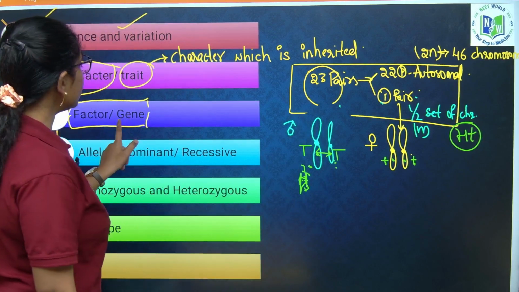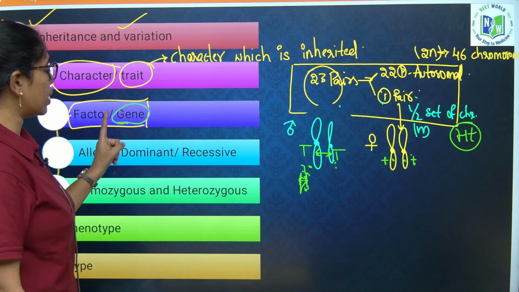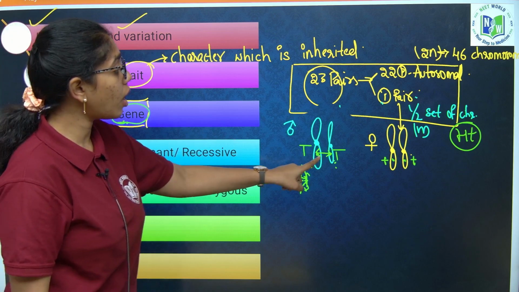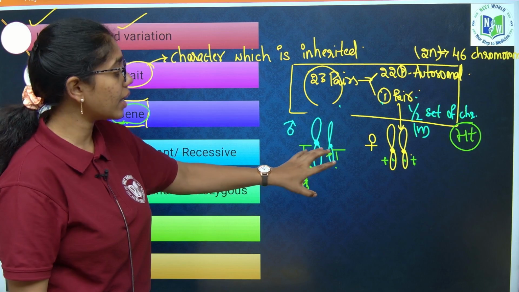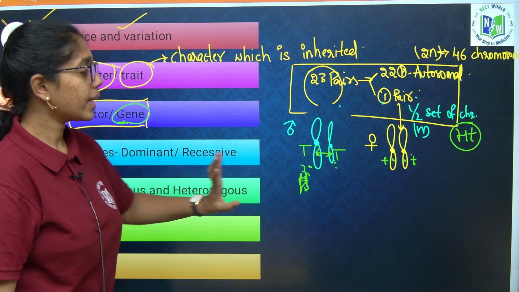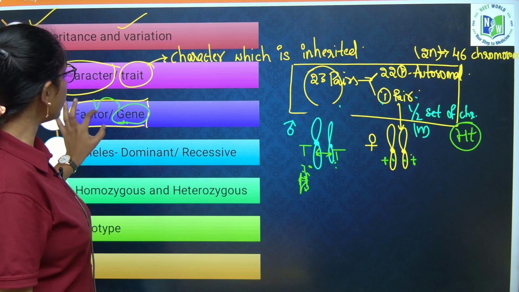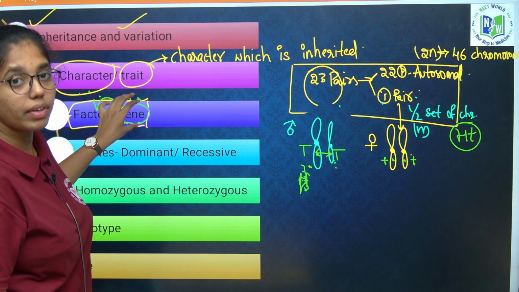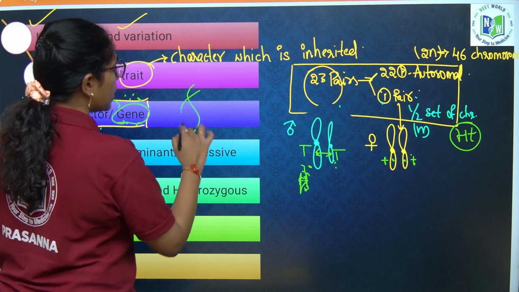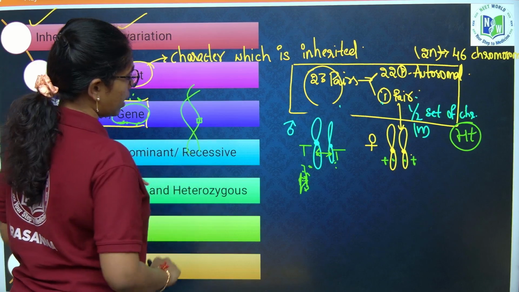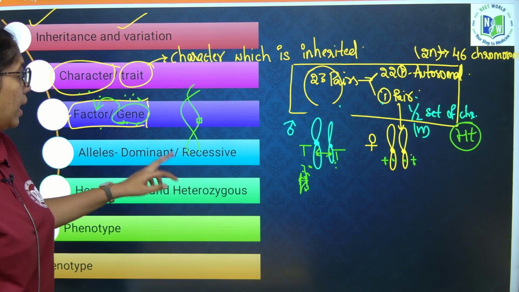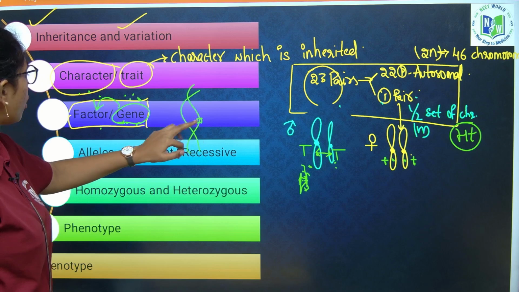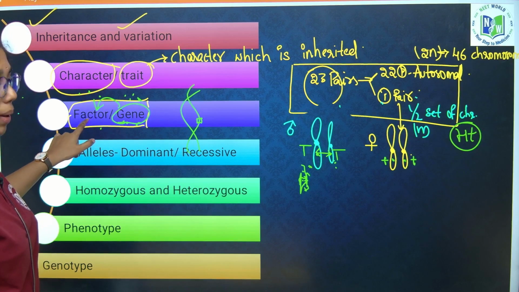So now what is a gene? Gene codes for a specific character or a trait with a clear contrasting pair. Factor is the name given by Mendel. Now we are calling it gene. Chemically, gene is the functional unit of inheritance or a segment of DNA. Factor is the name given by Mendel.